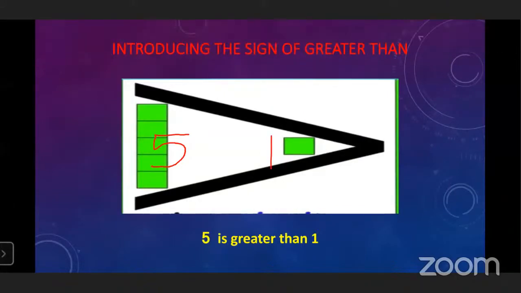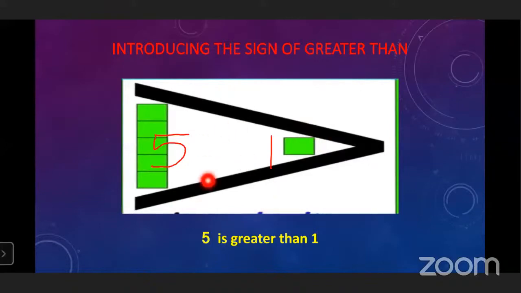What do you have to do? You have to start drawing the lines from the end point of this box to the end point of this box, so you will get a sign like this, and this sign is called greater than. Five is greater than one. Yes, we can read it: 5 is greater than 1.